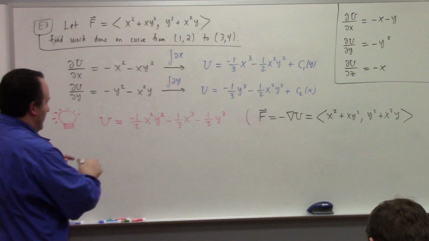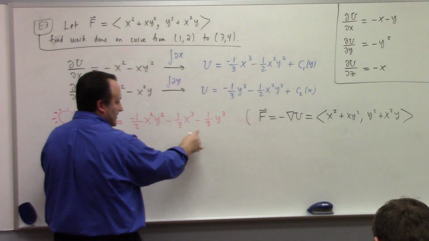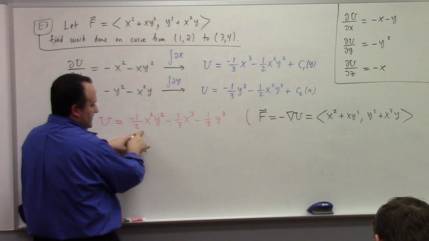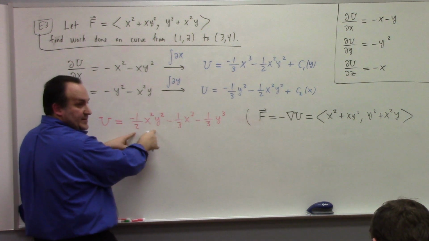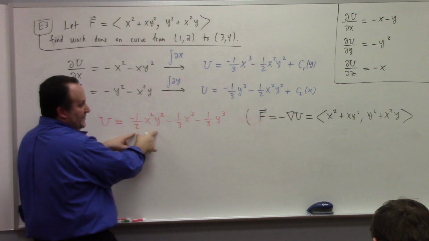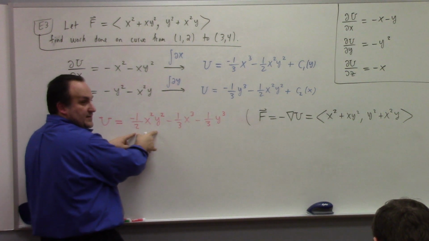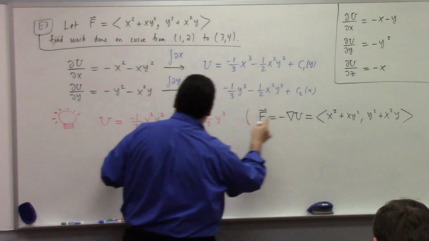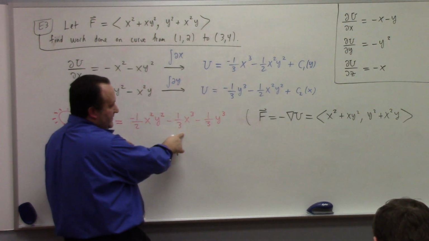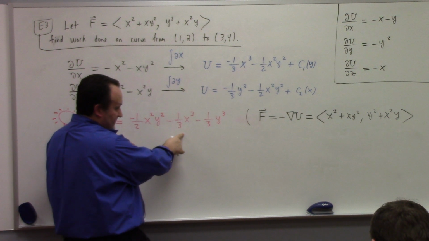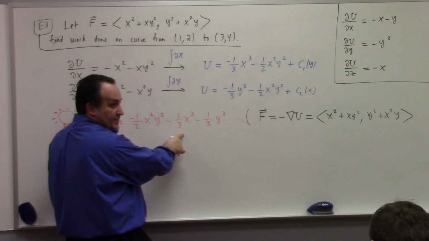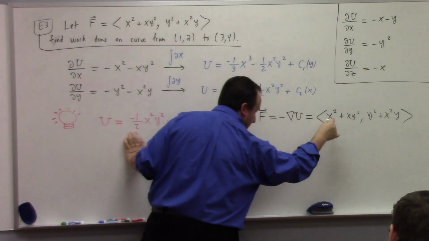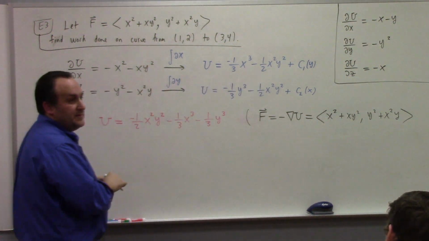Do you see it? When I partial differentiate this with respect to x, that term drops out. This piece gives me 2xy squared. The 2 cancels with a half, leaves me a minus xy squared. Right? Minus a minus xy squared gives me that term. Then this 1/3 x cubed, when I differentiate it with respect to x, gives me x squared. Minus a minus x squared gives me that term. So it works.